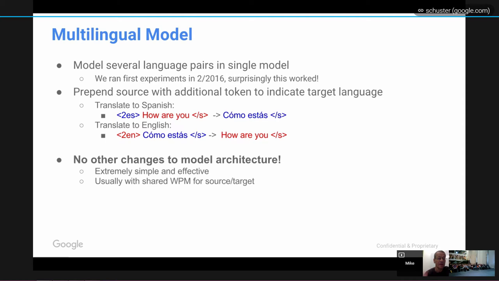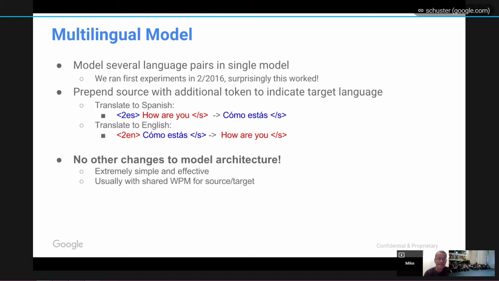And the good thing was that this requires no changes to the model architecture, which are often hard to do when you talk to people who work on this. It was extremely simple and effective. This is usually with a shared word piece model for the source and target languages.